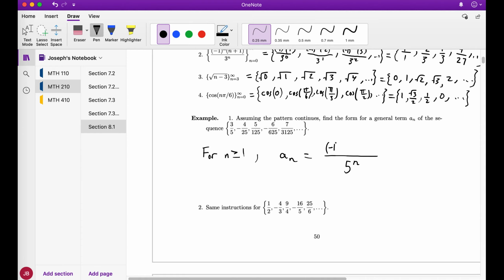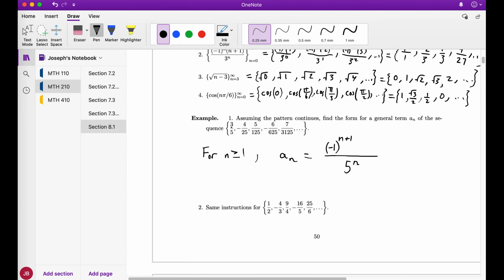And now I'm starting with 1, so I can't just have n here, because negative 1 to the first would be a negative number, but I'm supposed to get a positive. So the way you get around that is you just add 1 to it. Now when n is 1, n plus 1 is 2, and so I get negative 1 squared, which is a positive to start off with.